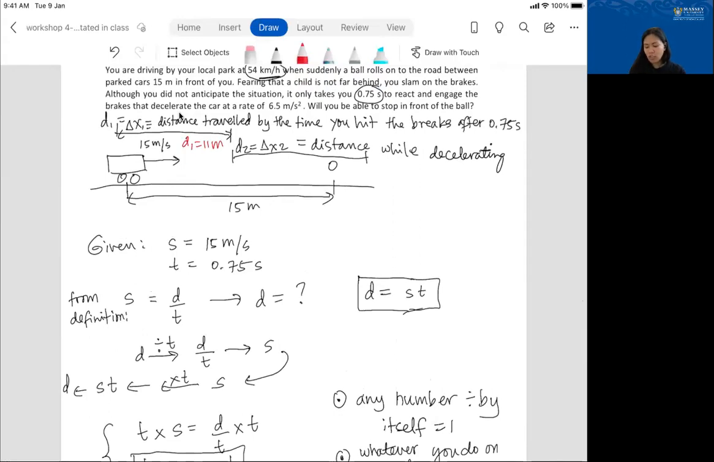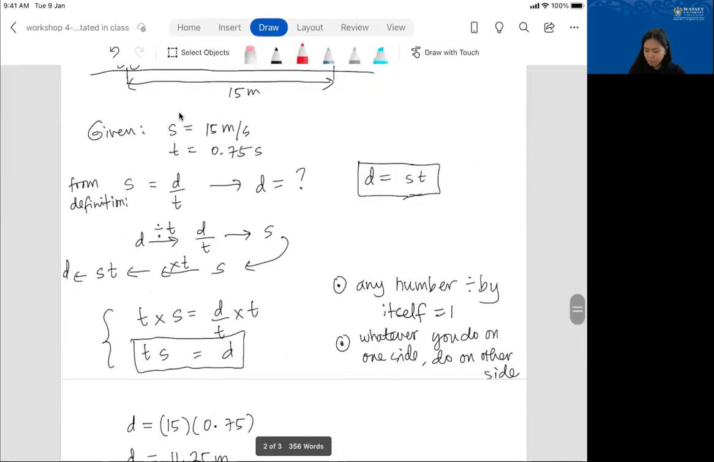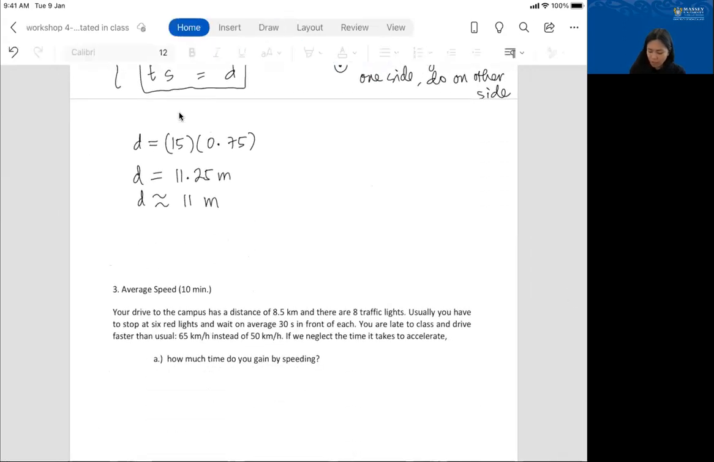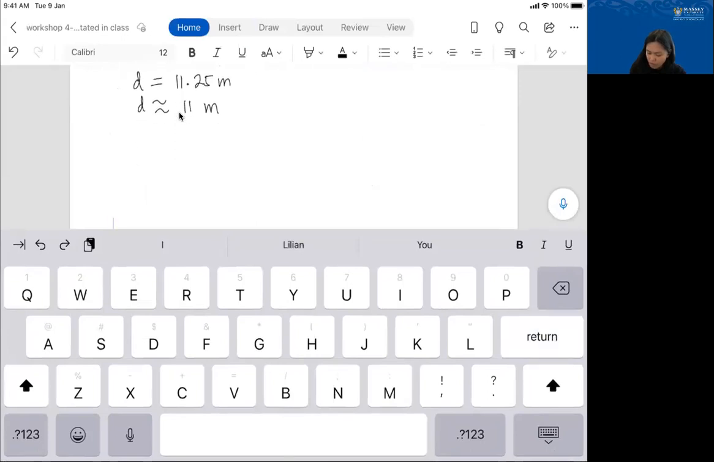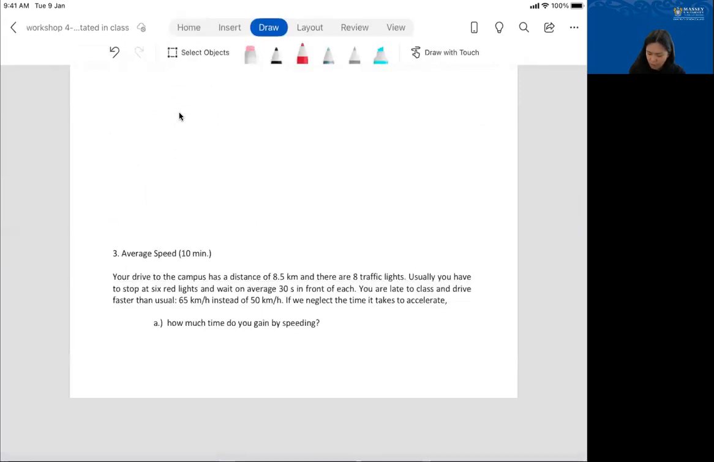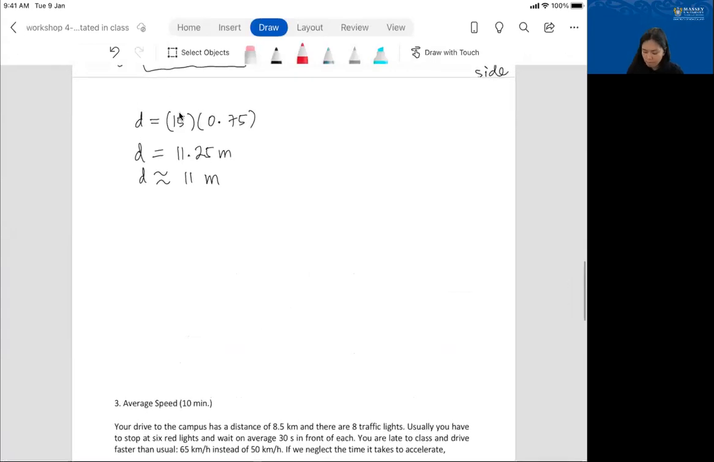Okay, so then you start to decelerate, and we now need to figure out how far you would travel until you stop. For the second part of the motion, while decelerating, how far would you have traveled?